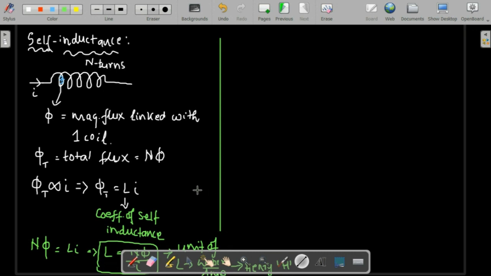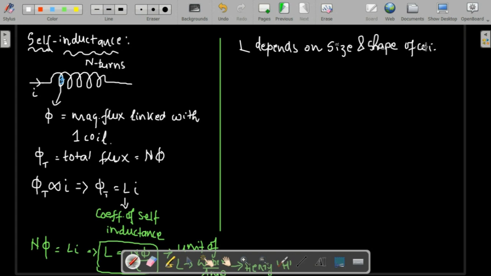And what does this L depend on? This L does not depend on the current and all, because that is something which is already there. So this L depends on the size and shape of the coil. Just like a resistor we know, similarly this also, size and shape of coil, it is the factor on which it depends.